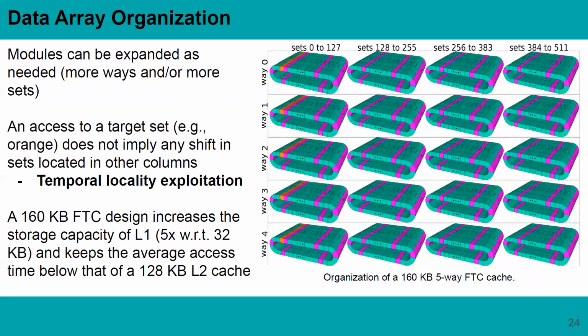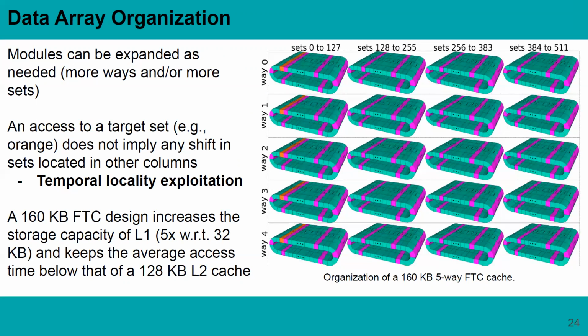For instance, a cache with 512 sets can be implemented with 4 columns of modules, each one referring to a different range of sets. Similarly, each way is implemented with a new row of modules. Remark that an access to a given set, for example, the set highlighted in orange color in the leftmost column, does not imply shift in the remaining columns. This exploits the temporal locality present in L1 caches.